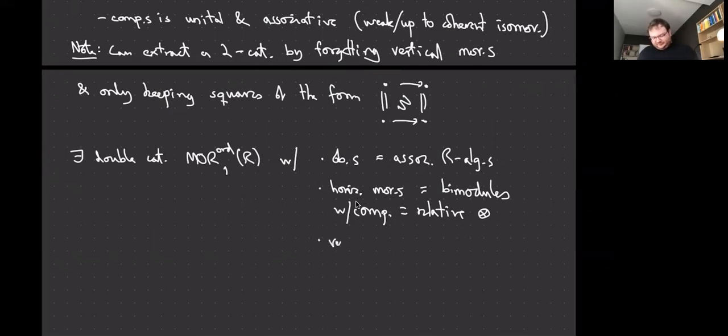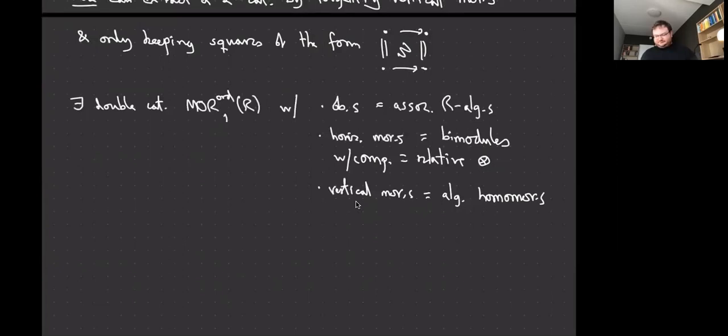Whereas the vertical morphisms are algebra homomorphisms, and those do compose in a strictly associative way. So this is an example of a double category that is strictly associative in one direction and only weakly in the other direction. But that's only relevant for the moment. Later on we're going to make everything as weak as possible everywhere.